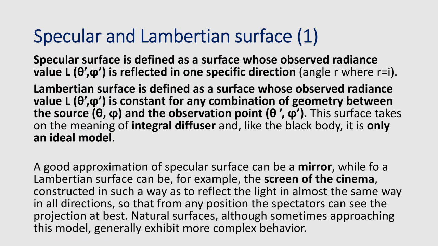So, a good approximation of a specular surface can be a mirror, while for a Lambertian surface can be, for example, the screen of a cinema, constructed in such a way as to reflect the light in almost the same way in all directions, so that from any position the spectators can see the projection at best. Natural surfaces, although sometimes approaching this model, generally exhibit more complex behavior.